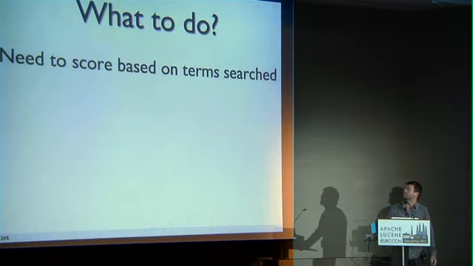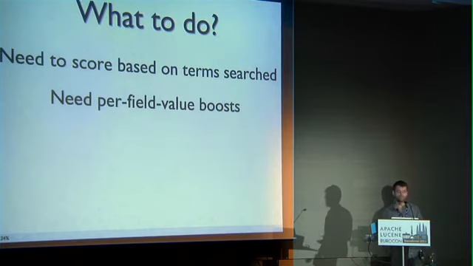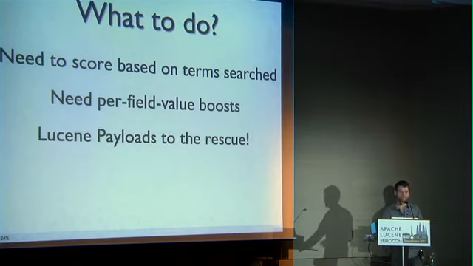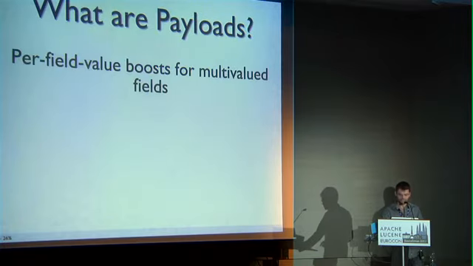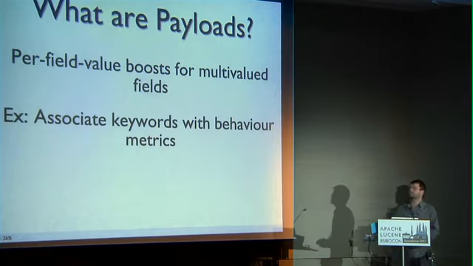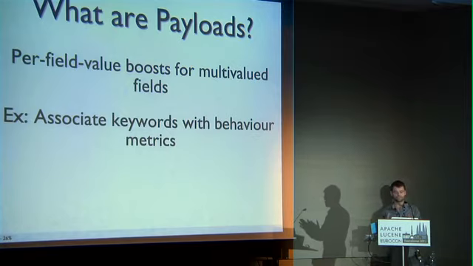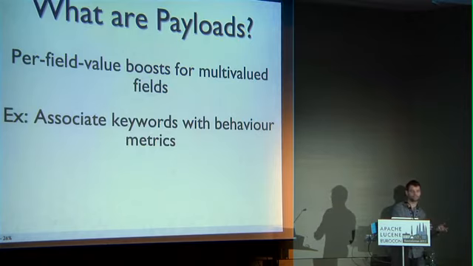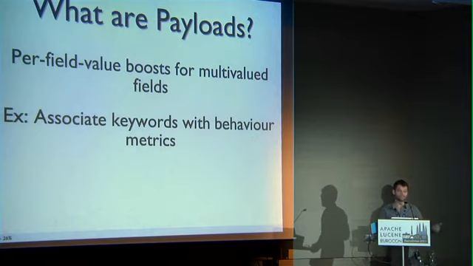So what to do? You need the score based on terms searched, and having per field value boosts is handy, and that's where payloads come in. Payloads are basically per field value boosts for multi-valued fields. So you can do something like associate keywords with behavior metrics. You could take every single one of those keywords in a multi-valued field and give them all a score based on whether, when somebody searched for a specific keyword like banana, they actually downloaded the photo. And you would boost up that keyword based on that sort of thing. And there are other search metrics you can use.